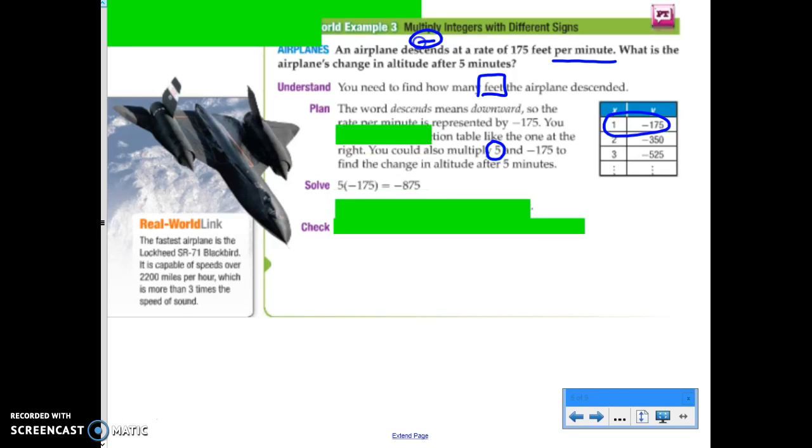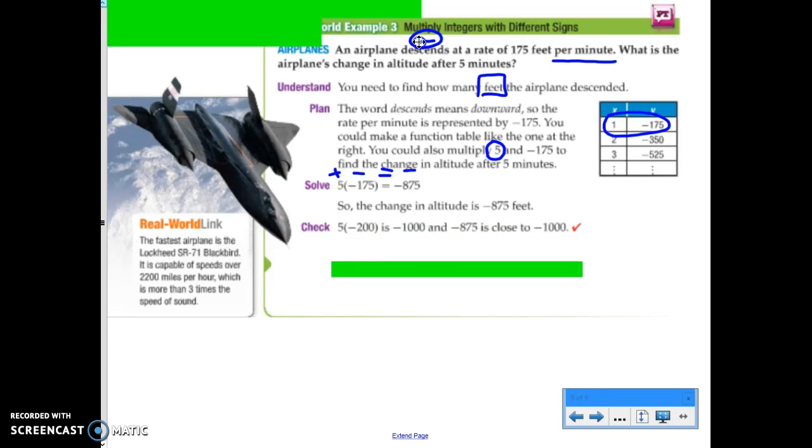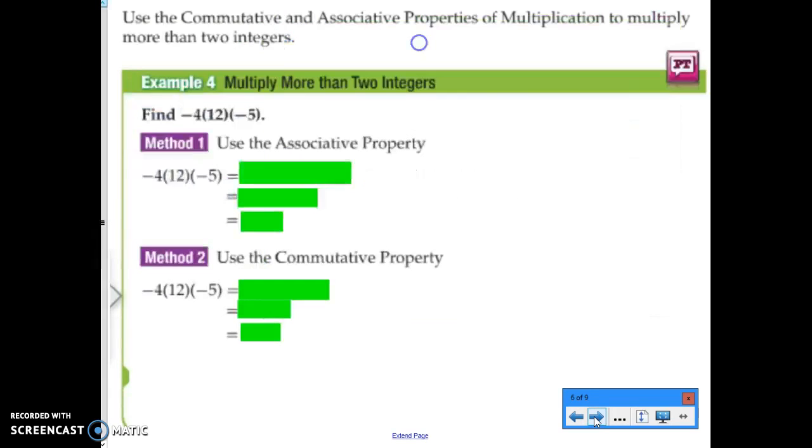So to solve that, we've got 5 times negative 175, and if you multiply those together, remember we have a positive integer and we're multiplying a negative integer, and a positive and a negative together equal a negative, so my answer is negative 875. And don't forget your unit here. They're asking you what is the airplane's change in altitude. Altitude was measured in feet. And to check really quick, you know that 5 times negative 200 is negative 1,000. So you know that it has to be close because negative 875 is close to negative 1,000.